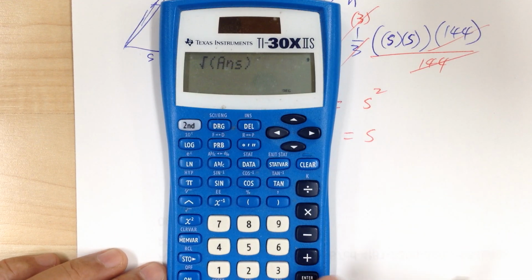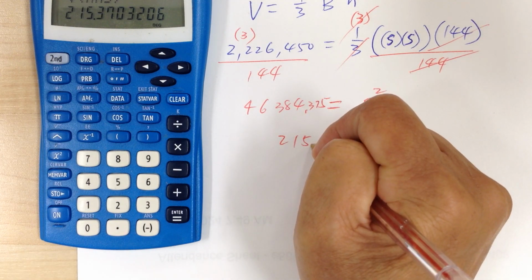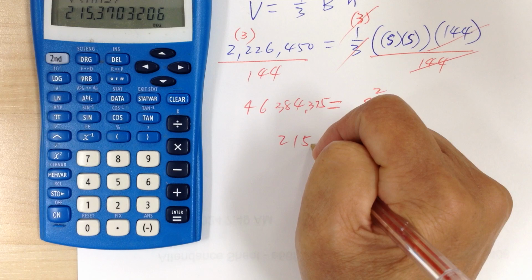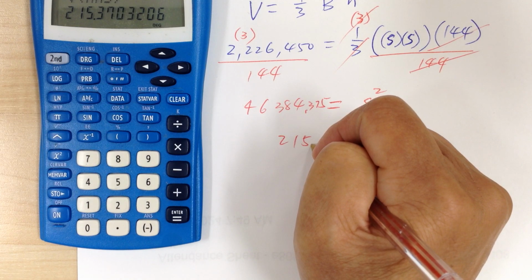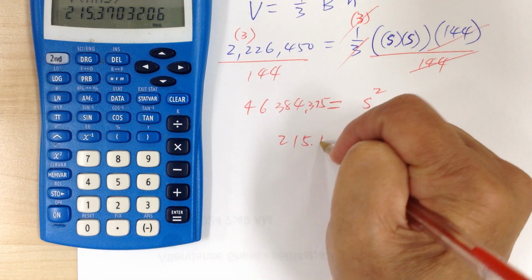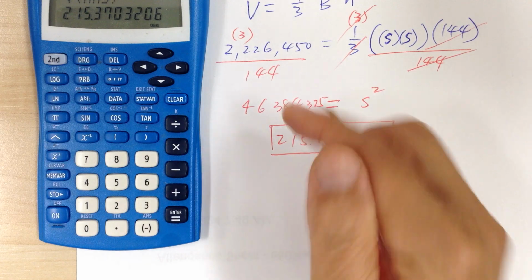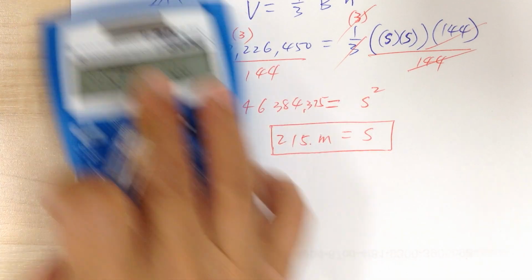Push equal. So it'd be 215, and how many decimal places? It doesn't say. So in the book, they round it off to the nearest meter. So that's what we're going to do. Again, remember to have your label, meters. Okay, let's go to example 3.